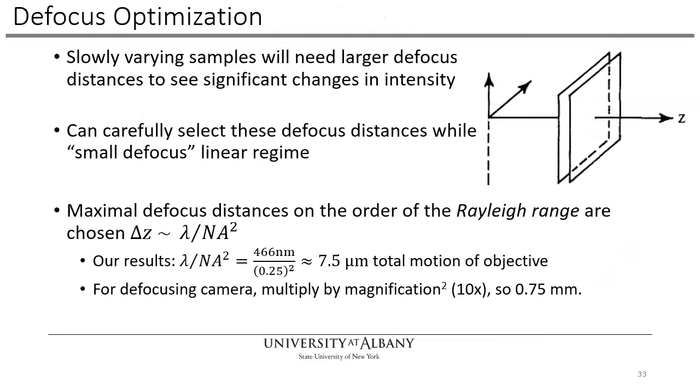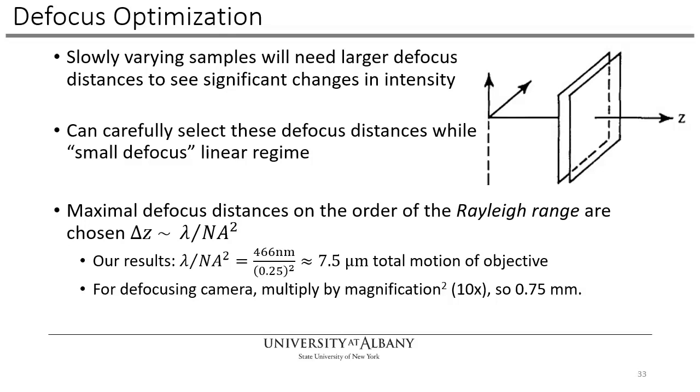So in terms of the defocus optimization, it turns out the further you go, the easier it is to see these changes of intensity. But if you go too far, you break that assumption that only one of the two Bohmian mechanics equations came in, and you have to worry about nonlinear effects. So you have to stay small enough that you're linear, but go as big as possible so that you can see the intensity changes as clearly as possible.